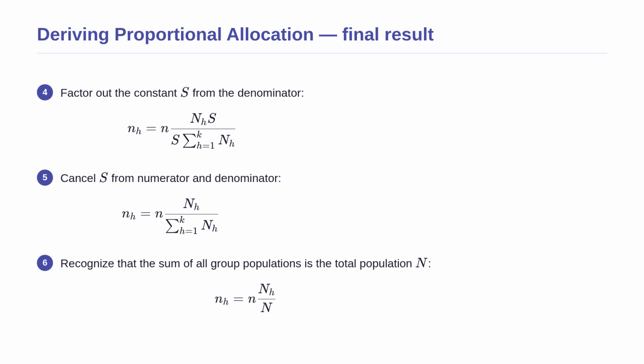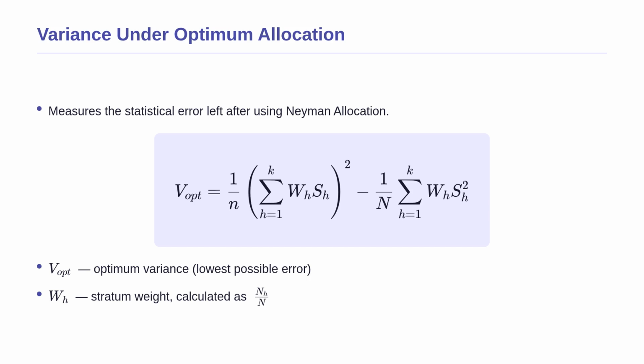The resulting formula is exactly the formula for proportional allocation. This proves a vital concept. If every group has the exact same amount of internal diversity, the advanced optimum method automatically defaults to the simple proportional method. So we have proven how the methods connect.